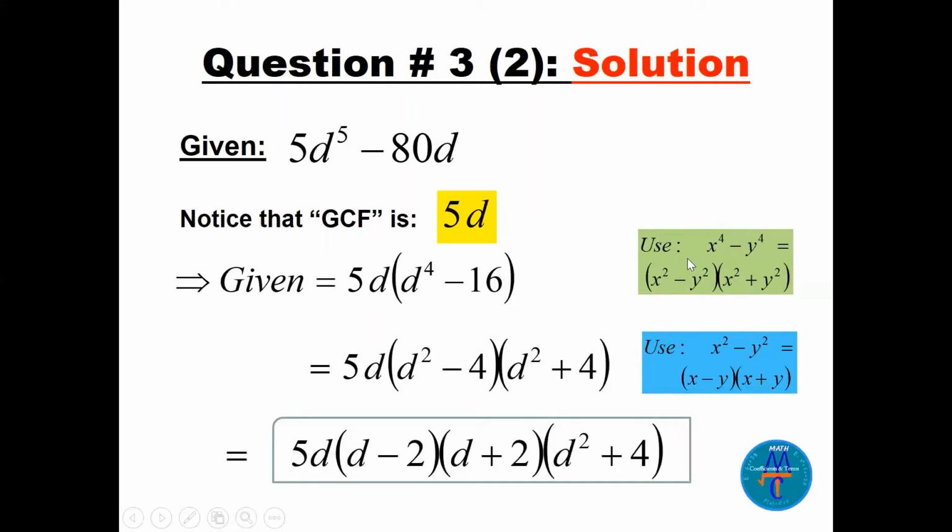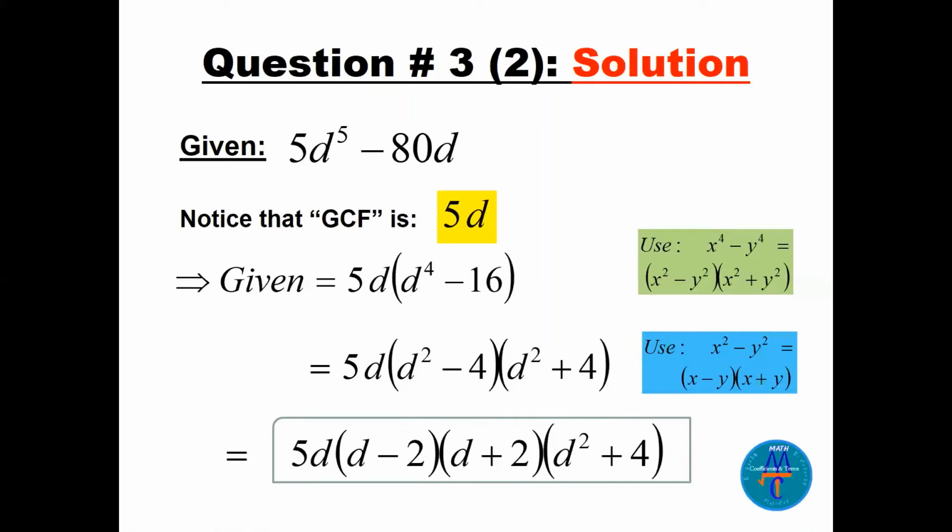So I can start with the green one here, d power 4 minus 16. It will be d squared minus 4, d squared plus 4. That's the factoring for power 4. Now I go to squared, I use this blue formula, difference between 2 squares. D squared minus 4 becomes d minus 2, d plus 2. Unfortunately, this one, we cannot factor in real numbers. No factoring. You can try if you want.